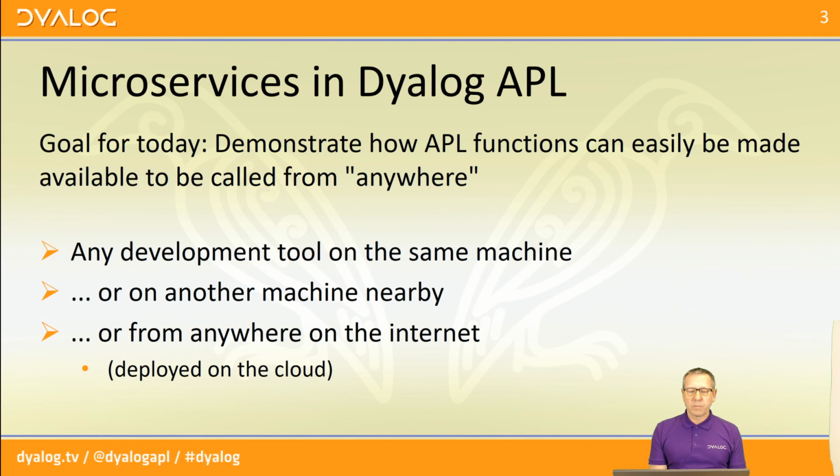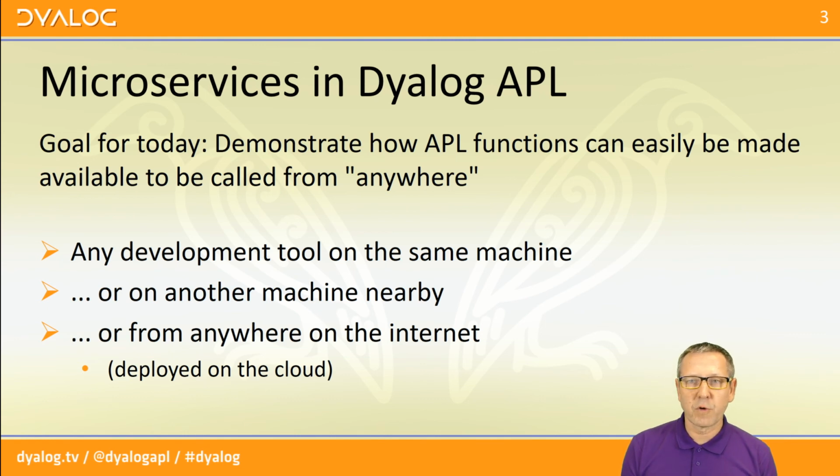What we're going to try and do in the next 60 minutes or so is to show you a way to make your APL functions easily available to be called from, in quotes, anywhere. And by anywhere, I at least specifically mean any development tool running on the same machine. So if you're using C# or JavaScript or Python, whatever, on the same machine, you should be able to call these APL functions easily.